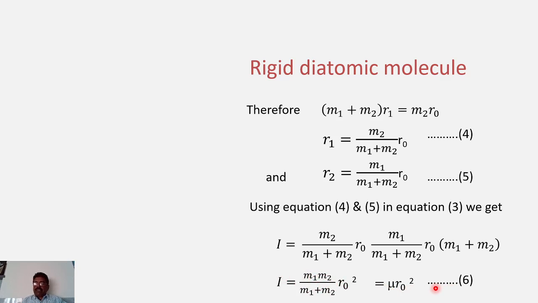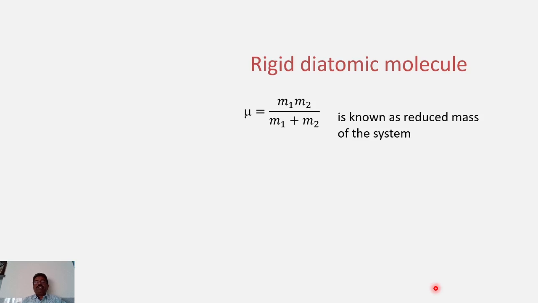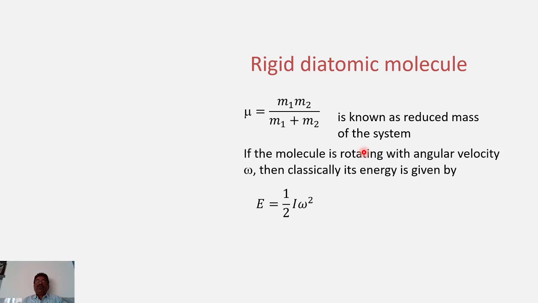Now you can consider here the two body system is converted into one body system, where mu represents the mass of this system. So it is called the reduced mass of the system. As if a single particle of mass mu is rotating about an axis which is at a distance r0. So that is what we have done: converted a two body system into a single body system.